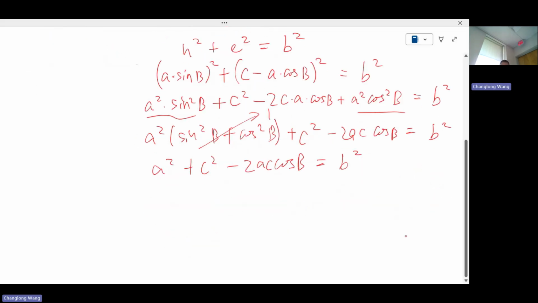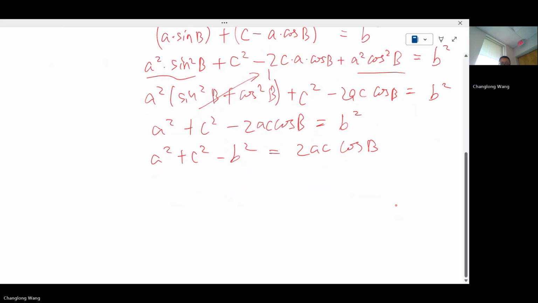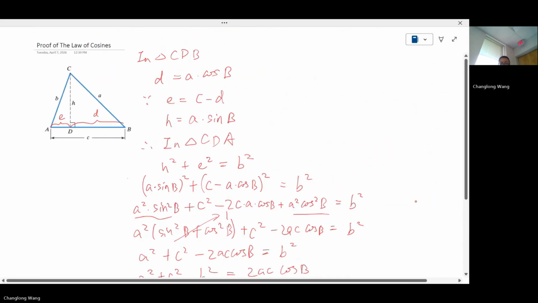Now, there are a lot of ways of writing the law of cosine. If you want, you can move this guy to the right-hand side, moving the b squared to the left-hand side. a squared plus c squared minus b squared is positive 2ac cosine b. Right? That's it.